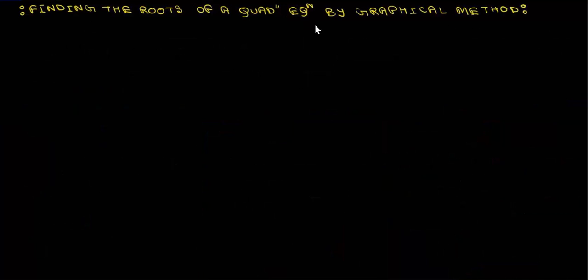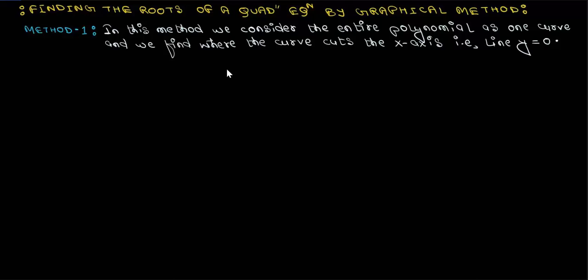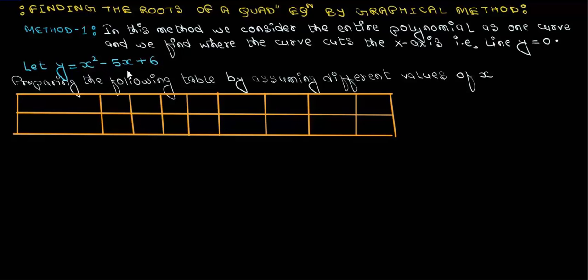Now finding the roots of a quadratic equation by a graphical method. Method 1. In this method we consider the entire polynomial as one curve and we find where the curve cuts the x-axis, that is the line y equal to 0. Let y equal to x square minus 5x plus 6 be the quadratic polynomial. Preparing the following table by assuming different values of x. Here y is a function of x, so for different values of x we will get different values of y. Let's see what we get.